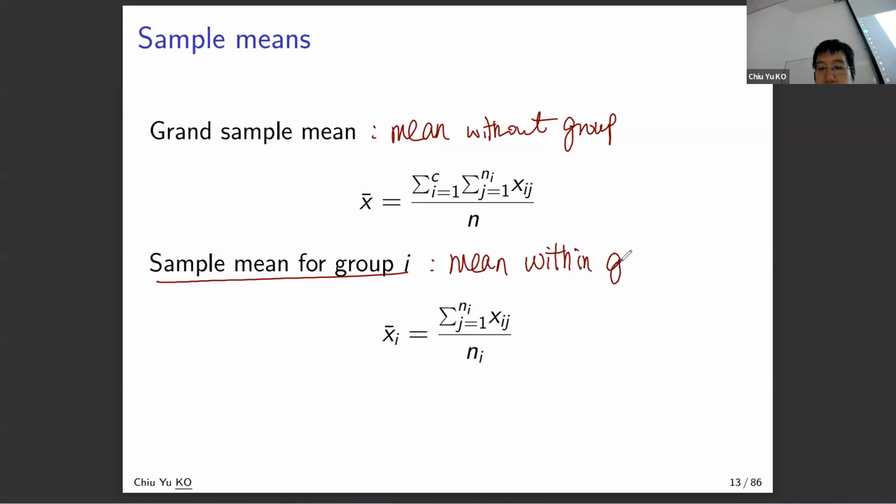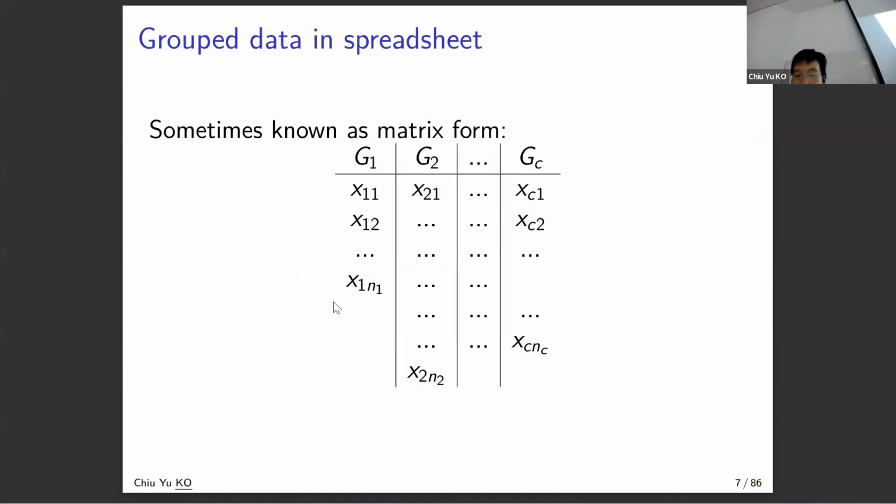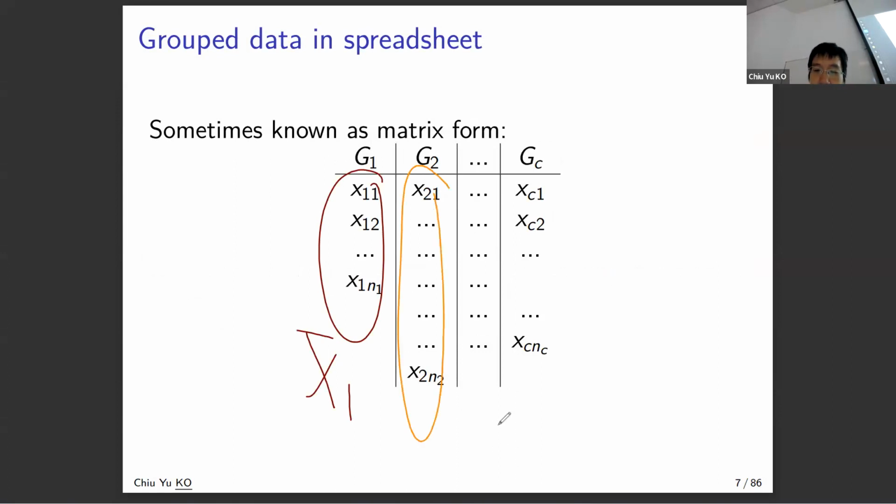within group i. What does that mean? It means I just focus on group i, just one column in the data, forget everything else, and calculate the sample mean. Graphically, on the table, this one will be x1 bar. I look at this column and calculate its mean, then x bar 2. So these are the sample group means. I hope that is clear.